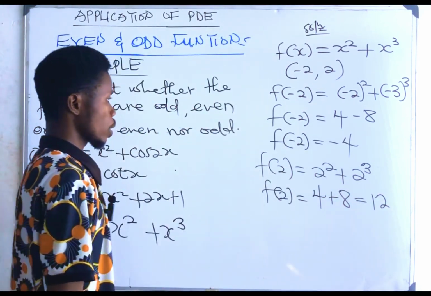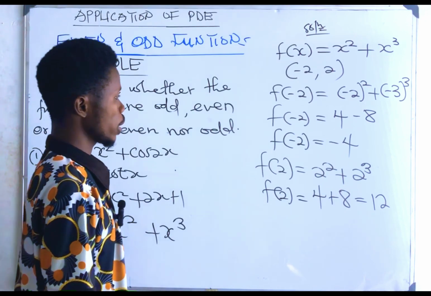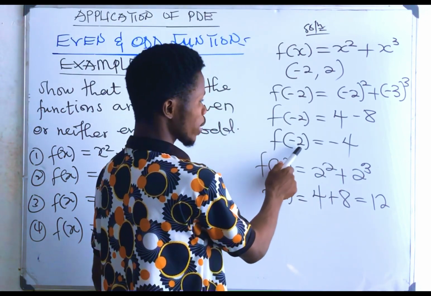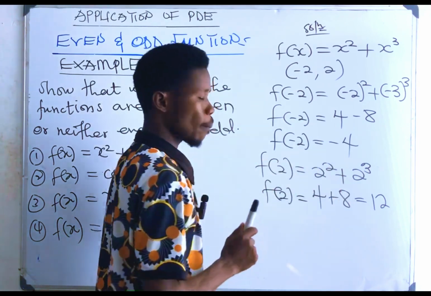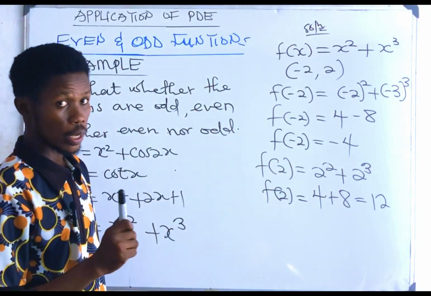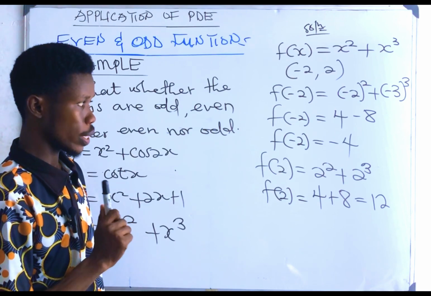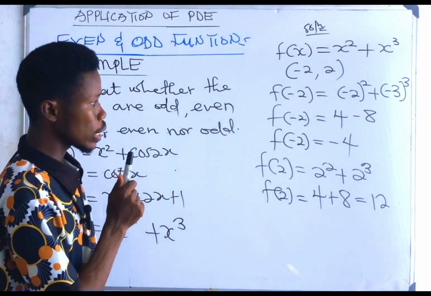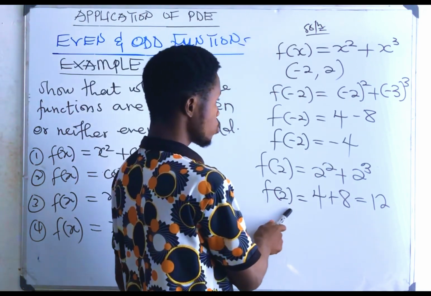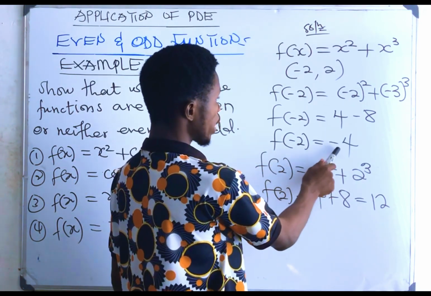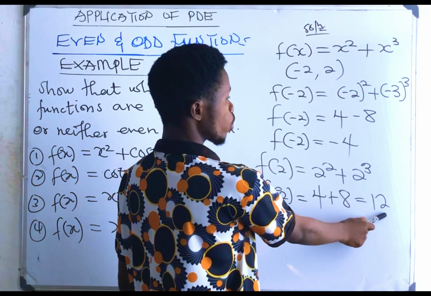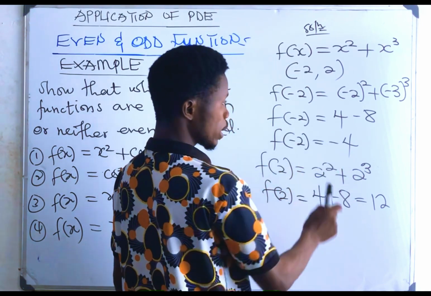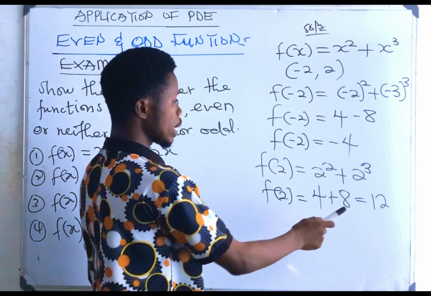Okay. Now, if you look at this one very well, you realize that f(2) and f(-2), the numbers are not the same. Please, here again, we are not just using the sign. Aside from the sign, you look at the numbers. Here, the numbers are not the same. Here is f(2). Here is f(-2). But here is negative 4. Here is positive 12. Though the signs are opposite, which can make it odd, the numbers are not the same.